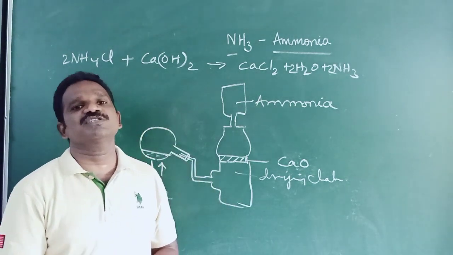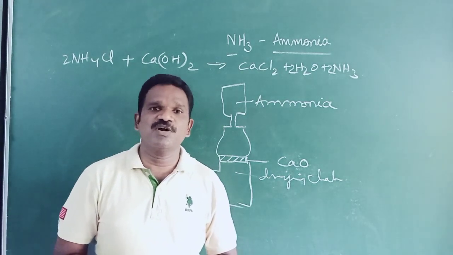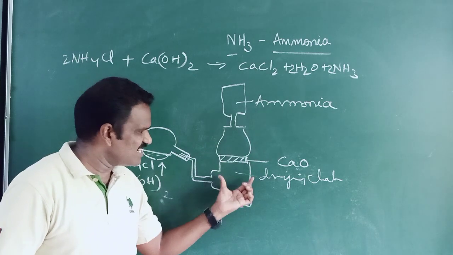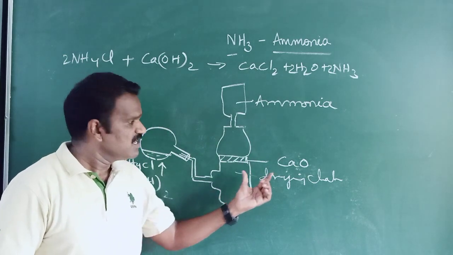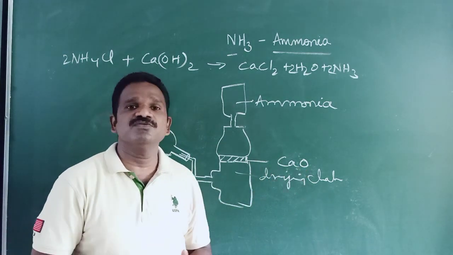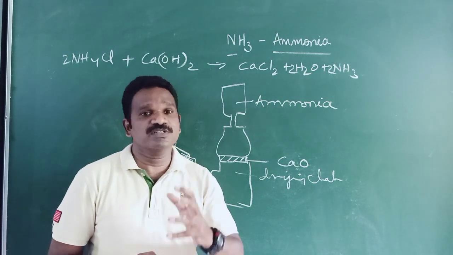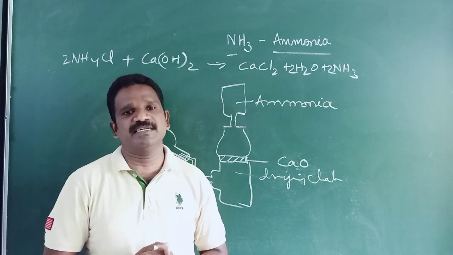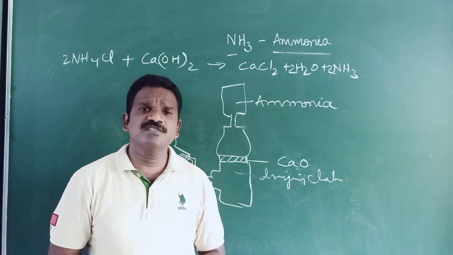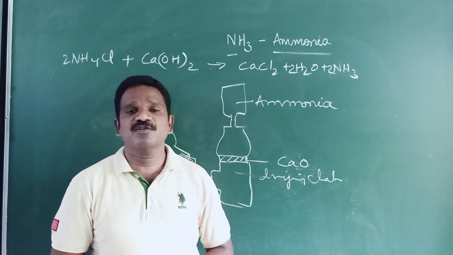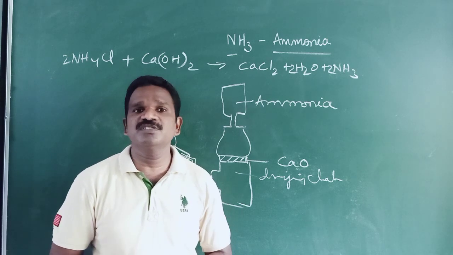Now, after the production of ammonia, along with water, we use a drying chamber. In this drying chamber, we use calcium oxide to remove the water content. We could also use phosphorus pentoxide, calcium chloride or conc. H2SO4. Why are we not using these?